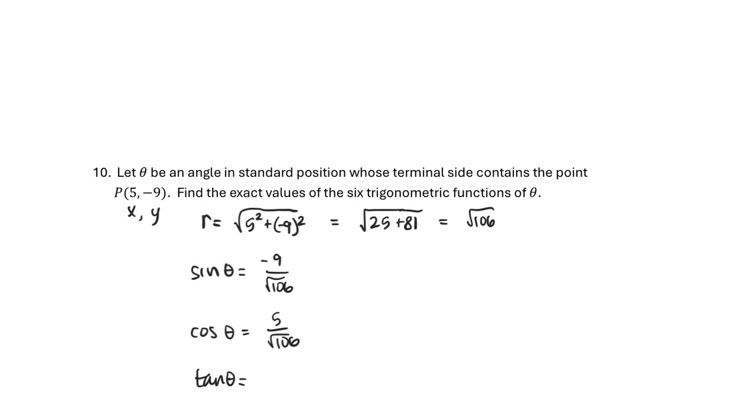Definition of tangent is y divided by x. Cosecant is the reciprocal of sine. Secant is the reciprocal of cosine. And cotangent is the reciprocal of tangent.